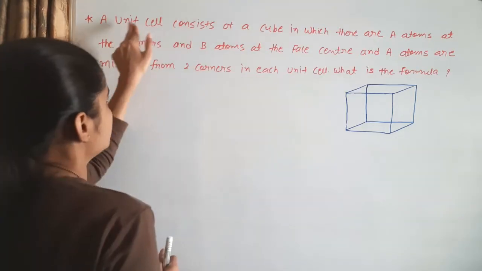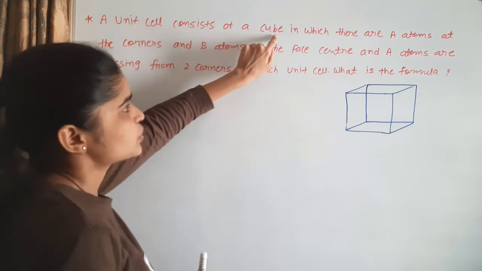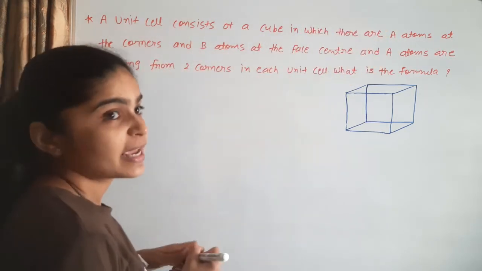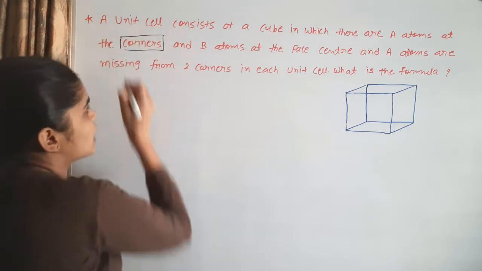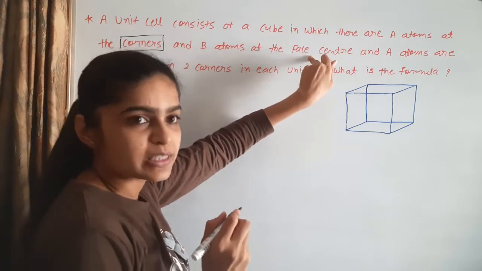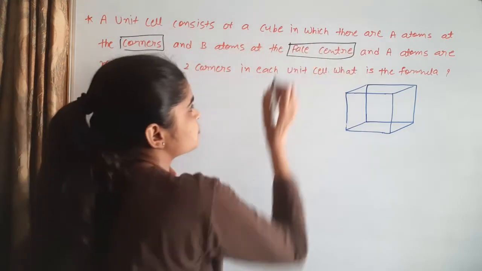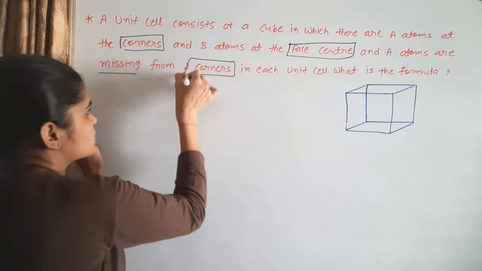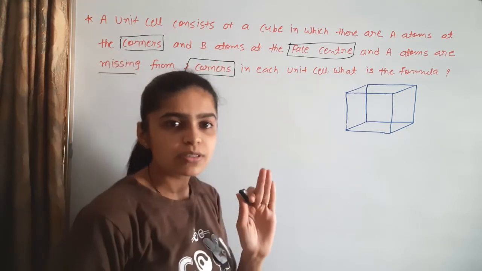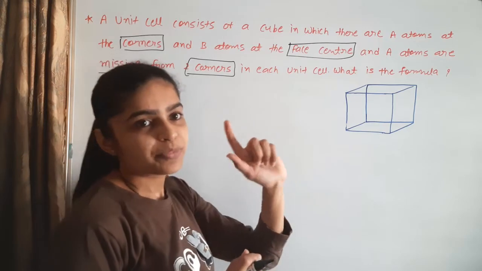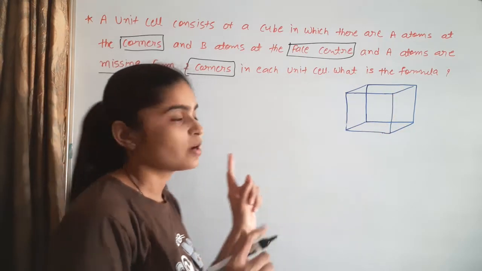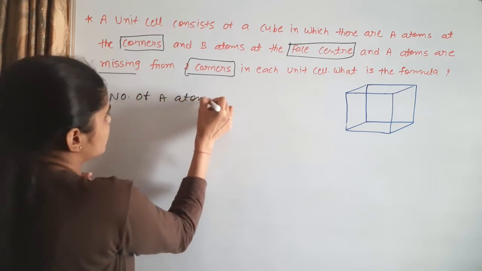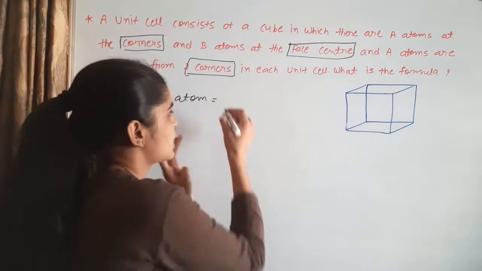Next, a unit cell consists of a cube in which there are A atoms at the corners, B atoms at the face centers, and A atoms are missing from 2 corners. First, only discuss the A atom. The A atom is present on the corner. So the number of A atoms in a general cube is 8.